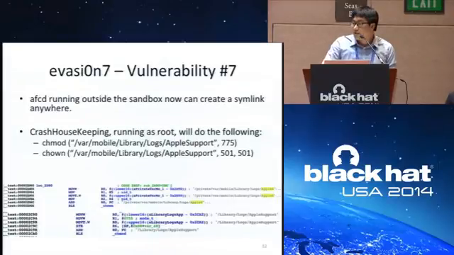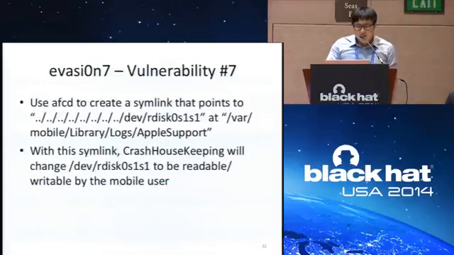Because that crash_housekeeping daemon runs as root, if we just create a directory, then it has root permission. So they need to downgrade the permission. However, in this step, it fails to check whether the target is a symlink or not. So Evasion 7 used AFCD to create a symlink that points to /dev/rdisk0s1s1, which points to the block device of the root partition, and created it at the Apple support location.